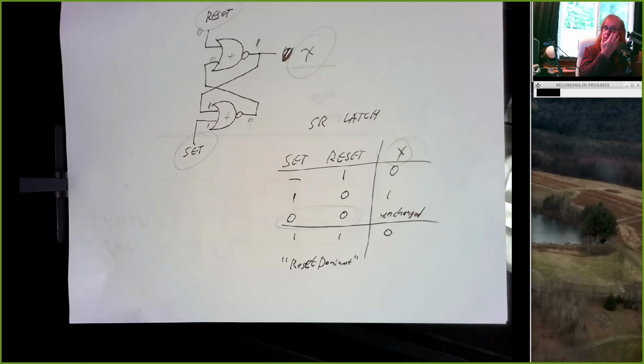And it's really based on memory. There's going to be memory in these circuits. What's in the memory? What are the current ones and zeros stored in the memory of some circuit?